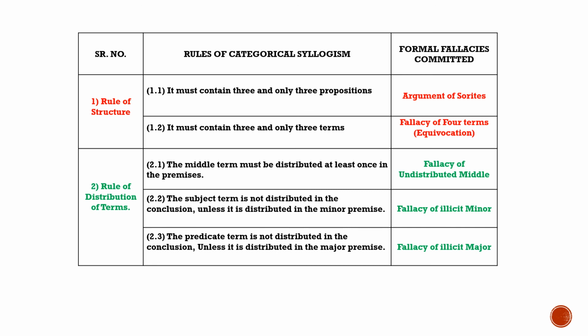Now we come to the second rule, the rule of distribution of terms, in which we have three rules. The first is that the middle term must be distributed at least once in the premises. When we violate this rule, then we commit the fallacy of undistributed middle. The second rule is the subject term is not distributed in the conclusion unless it is distributed in the minor premise. When we violate this rule, we commit the fallacy of illicit minor. Then the third rule is that the predicate term is not distributed in the conclusion unless it is distributed in the major premise. So this rule, when violated, commits the fallacy of illicit major.